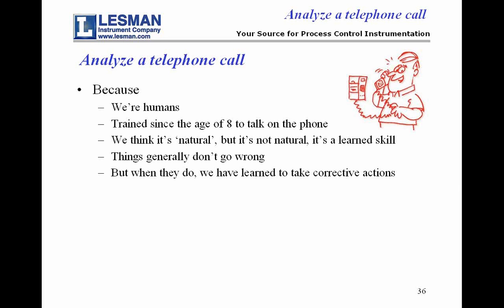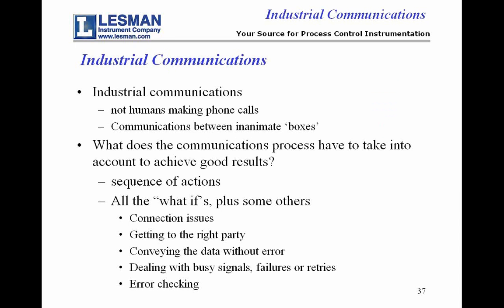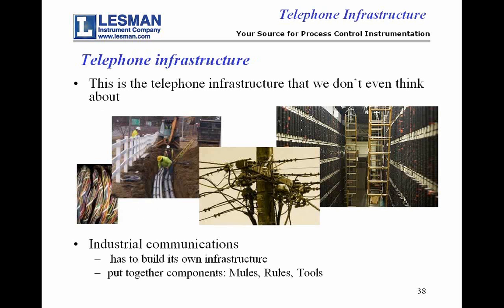Things generally don't go wrong, but if they do, we know what to do, a workaround to make it right. The problem is that in industrial communications, it's not human beings on each end of a telephone call. It's inanimate boxes. So the industrial protocols and the software behind this have to take all of this into account. They have to look at all these what-ifs, and they have to look at all the steps in the sequence in order to make this connection work, in order to be successful at this.